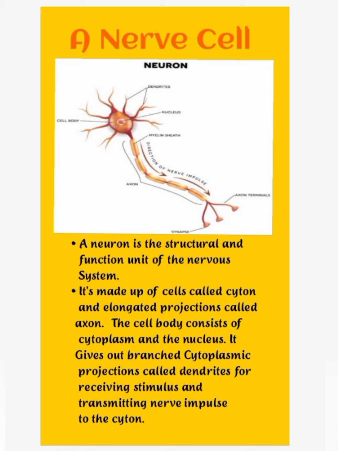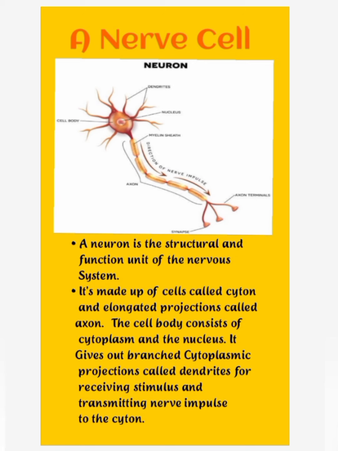It gives out branched cytoplasmic projections called the dendrites for receiving stimulus and transmitting nerve impulses to the cyton. In the previous video we already learned what a stimulus is: a change in the environment to which an organism reacts. The nervous system is a control system responsible for sending electrical messages called nerve impulses throughout our body. These nerve impulses are sent by specialized cells called the neurons or the nerve cells.